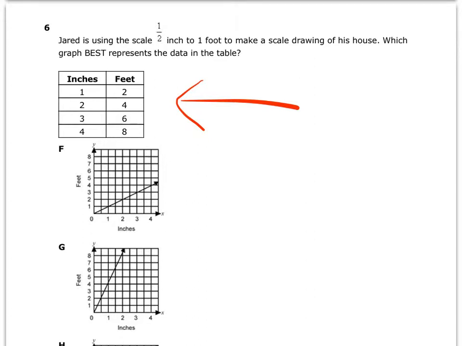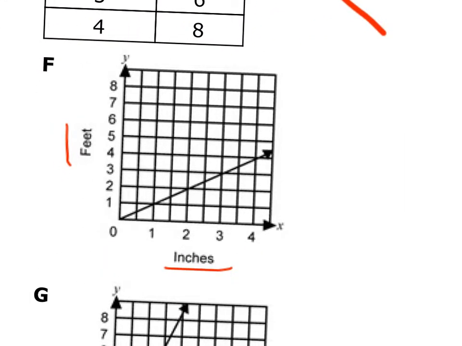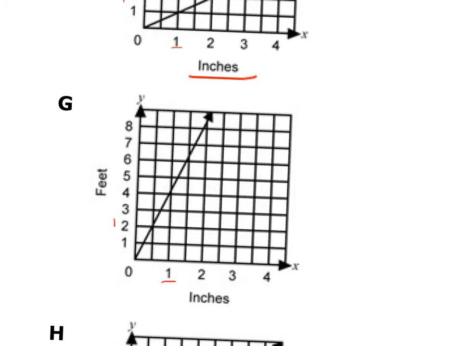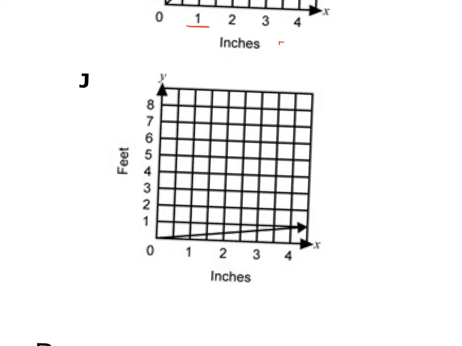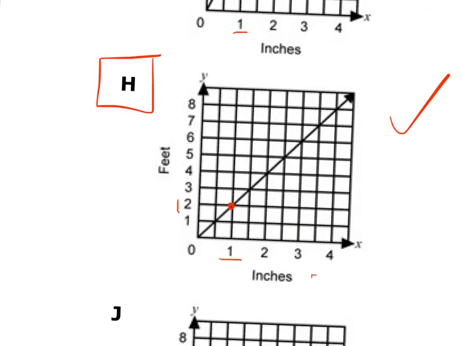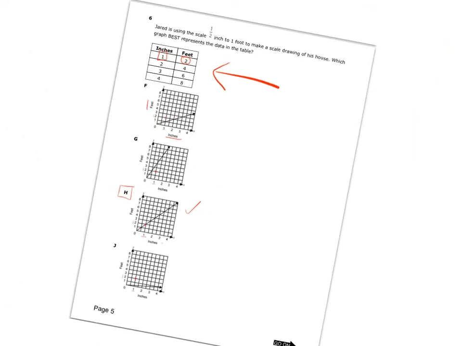Now, if we look, every graph has inches on the bottom, feet on the side. So if I look right here, the first thing they give us, 1 inch and 2 feet. So let me zoom in on every graph. 1 inch, 2 feet. That puts me right here. Is that where it is? No, graph doesn't go there, so that didn't work. 1 inch, 2 feet. Puts me right there. Again, graph didn't go there. 1 inch, 2 feet, right there. That one actually works out. J, 1 inch, 2 feet. Not even close. So our answer is H.